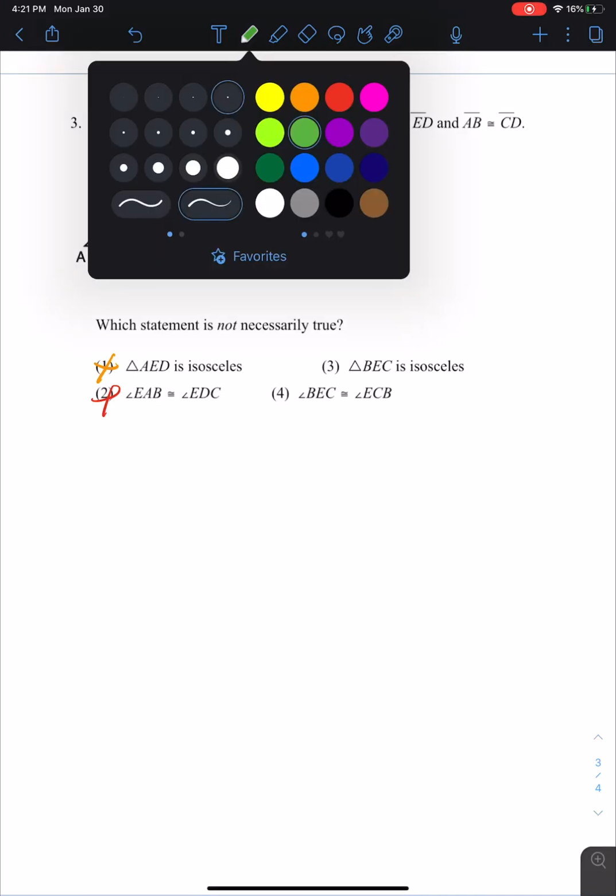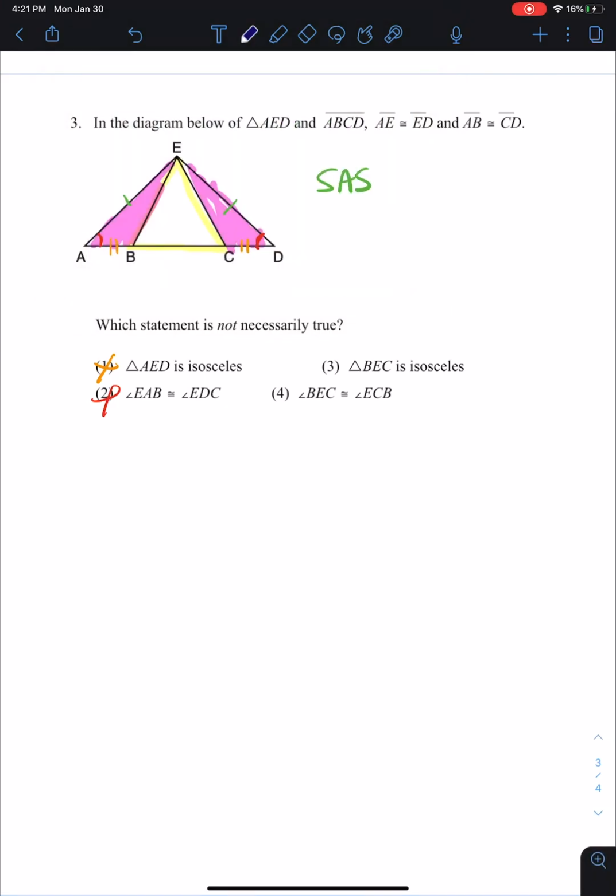Therefore, all of their corresponding parts are congruent. So this means that line segment EC will also be congruent to line segment EB. Because if those are corresponding parts of those 2 triangles that are congruent, we know those 2 sides also have to be congruent. So we're actually not going to pick number 3 because we know that number 3 is true. So I'm going to erase just the pink. So now this is all the information we've gone through that is known to be true.